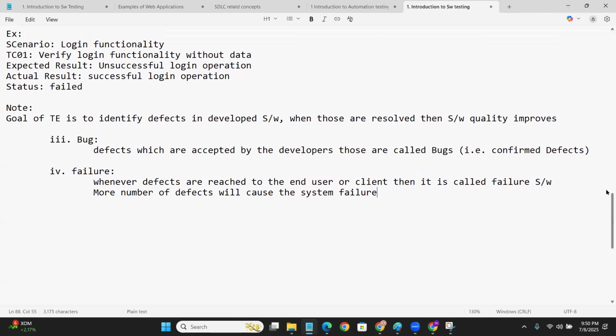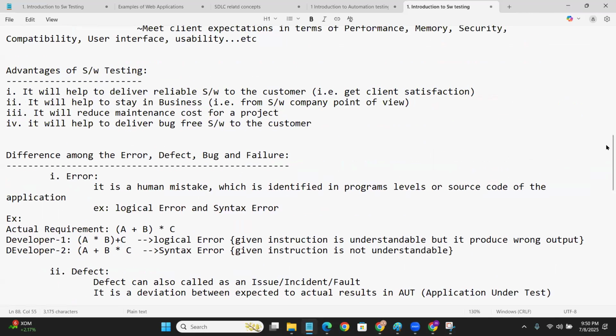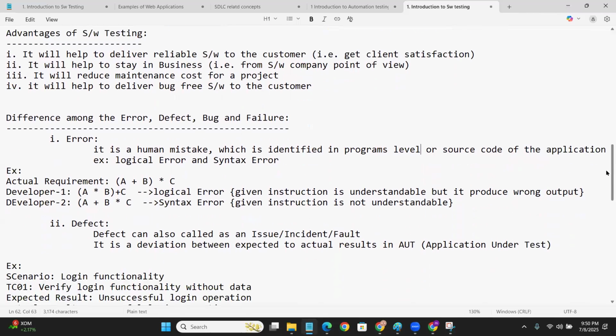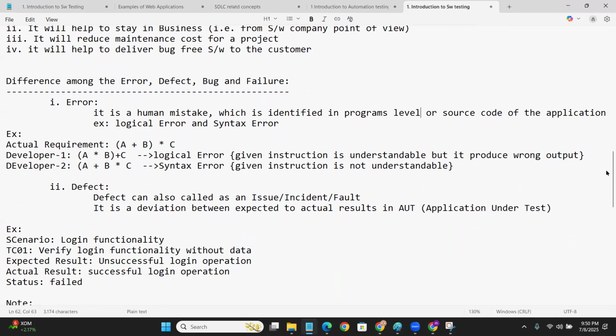One of the important interview questions: what is the difference among error, defect, bug, and failure? Error is a human mistake identified at the program level or in the source code of the application, like logical error and syntax error. Second, defect. A defect is a deviation between expected and actual results in the AUT, application under test. A defect can also be called an issue, incident, or fault.